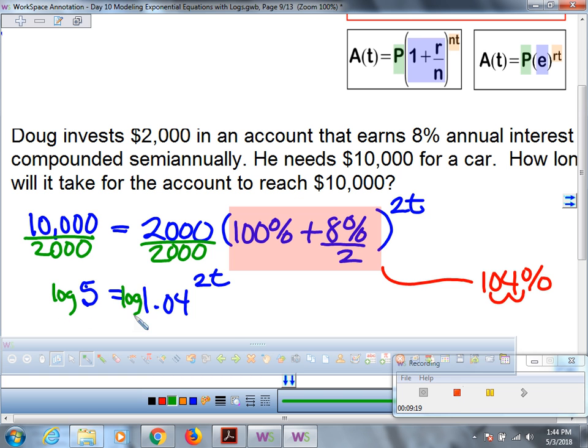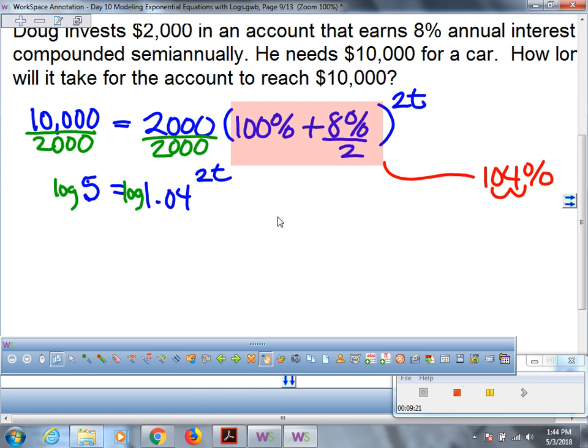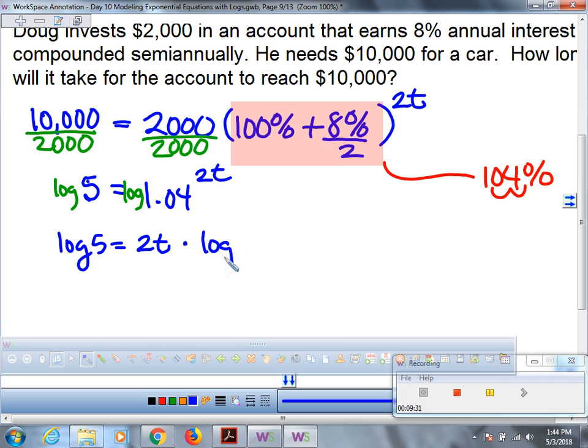Log. Log. Left with log 5 equals 2t times log 1.04. Divide both sides by, couldn't I divide both sides by 2 log 1.04? Why not? Right? Let's just do it this way. If you guys don't see it, I don't want to mess you up.